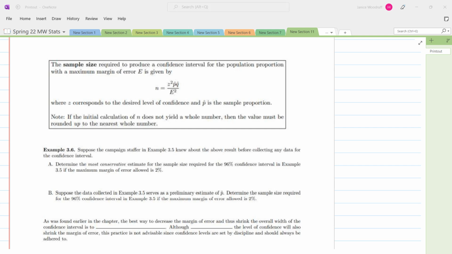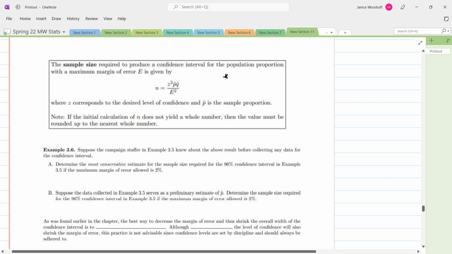Okay, so if no P is given, so just write this on your thing here. If no P hat given, use P equals 0.5, Q equals 0.5.